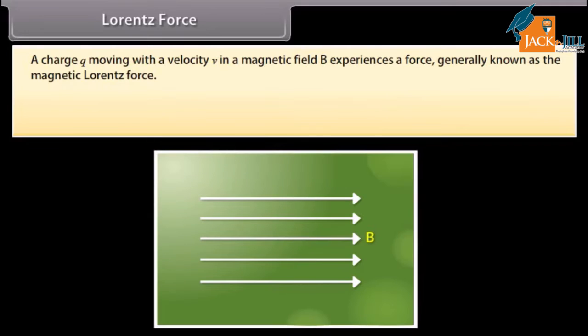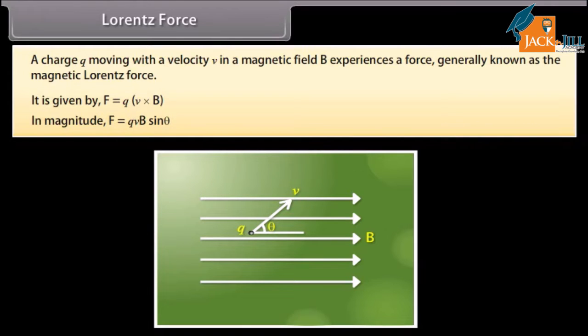Lorentz force. A charge q moving with a velocity v in a magnetic field B experiences a force generally known as the magnetic Lorentz force. It is given by F = q(v × B). In magnitude, F = qvB sin θ.